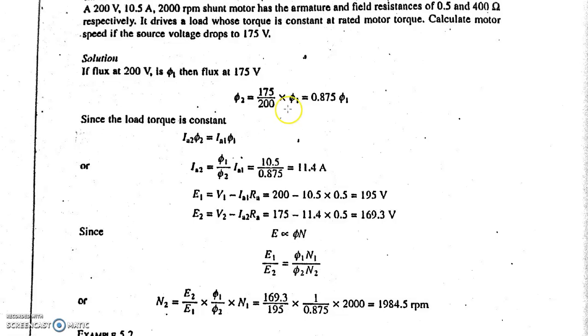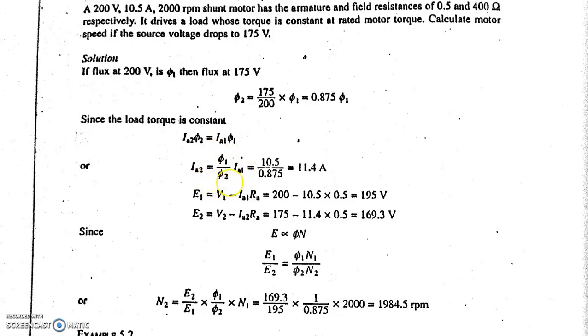Suppose there are two cases. Case 1 is of 200 volt, when the voltage is 200. Case 2 is when the voltage is 175 volt. If we assume case 2 is 175 volt and the torque is constant, it means torque, which is given as Ke phi Ia, so phi 2 into Ia2 should be equal to phi 1 into Ia1, meaning torque T2 equals torque T1. It gives that the current Ia2 equals phi 1 upon phi 2 into Ia1.